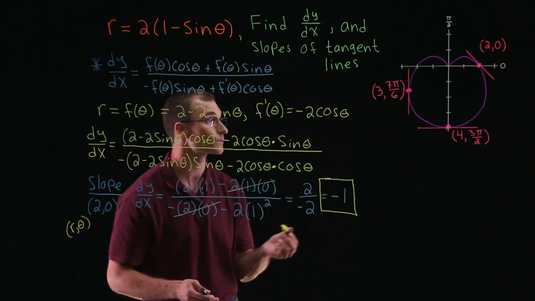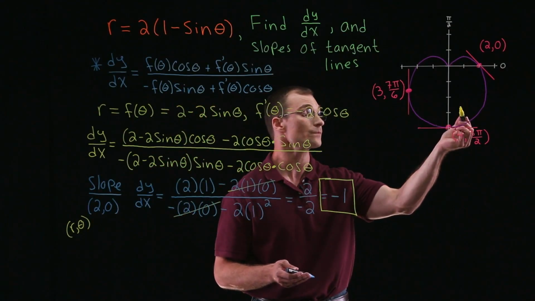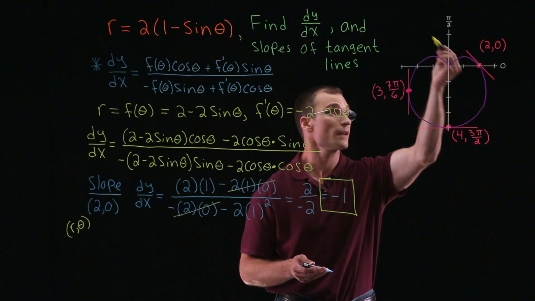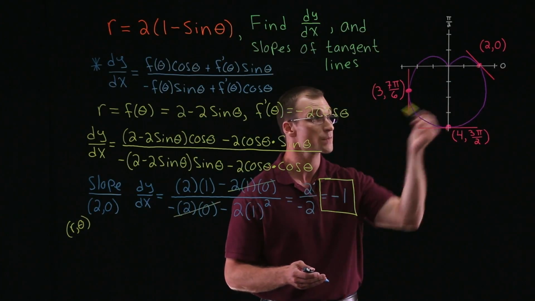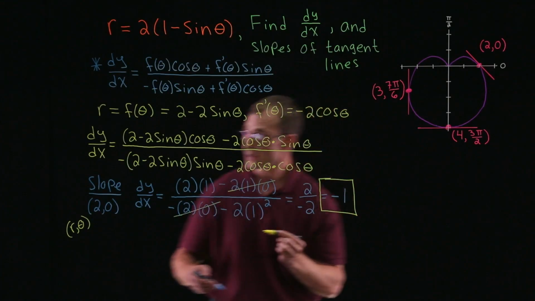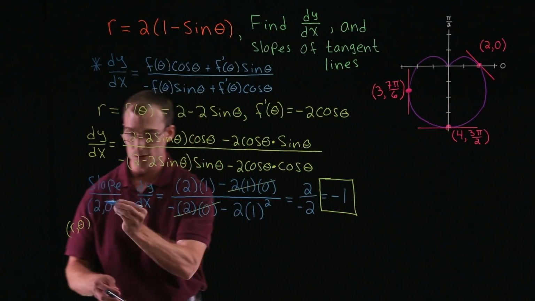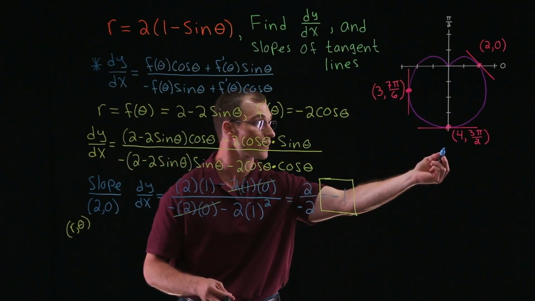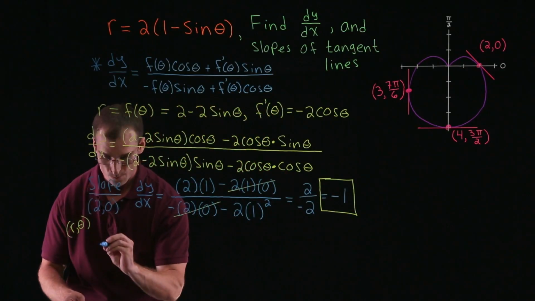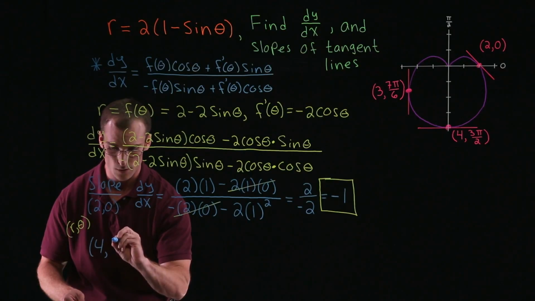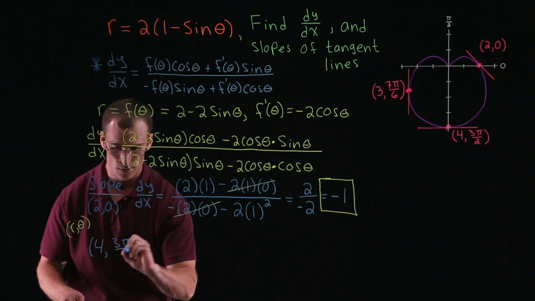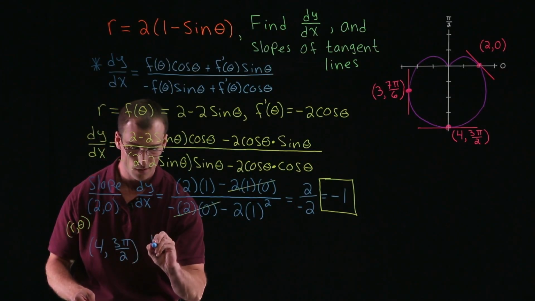Now if we check that with what we have in our graph, we see that we have a negatively sloped line and we get a negative slope here of negative 1. So it seems like it makes sense. Next, let's look at the next point. So we did 2, 0. Let's do our point 4, 3 pi over 2. So our point R is 4, theta is 3 pi over 2.